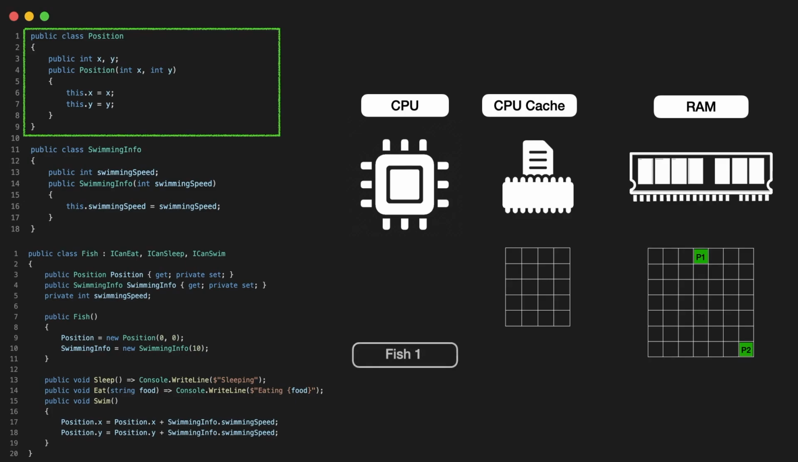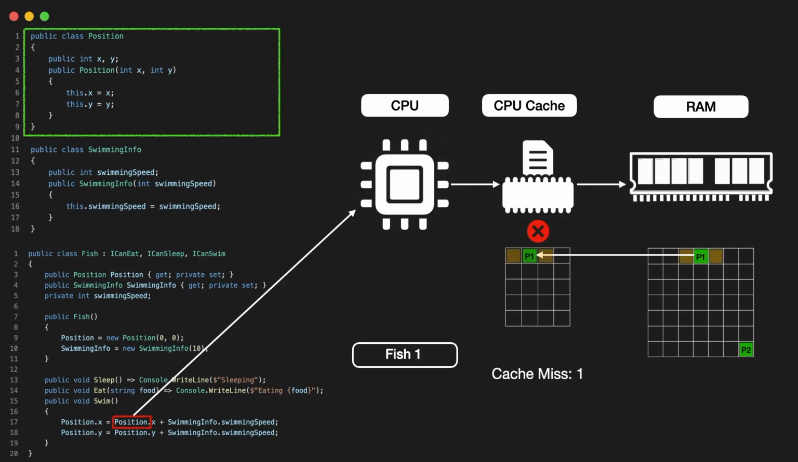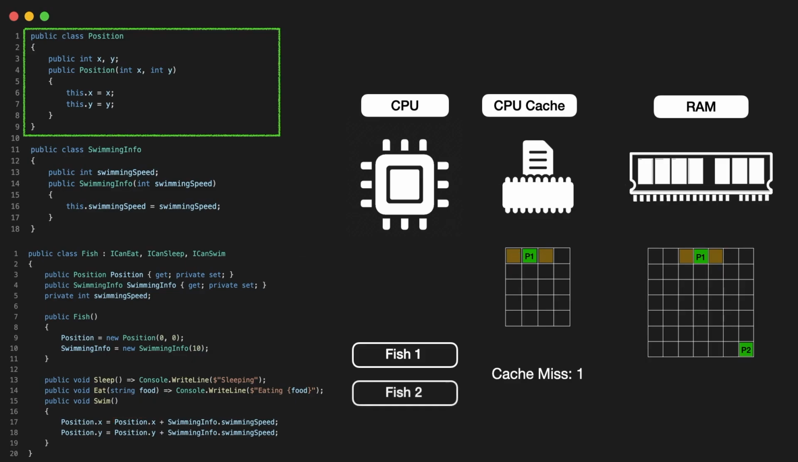Running this code for fish 1, when we try to access its position data, the request goes to the CPU and the CPU will check in the CPU cache. It will be a miss and then the CPU will have to get the data from RAM. The same thing will happen when we call the swim function on fish 2.